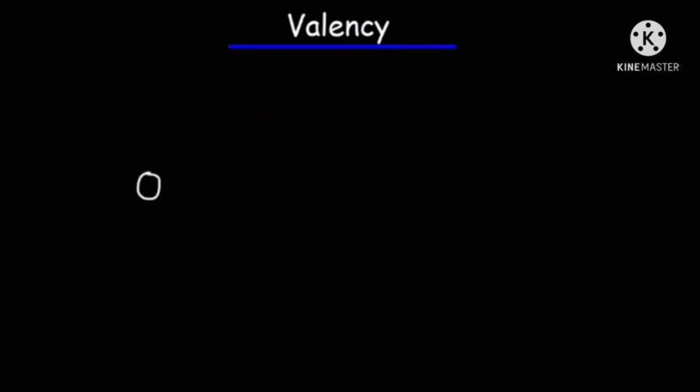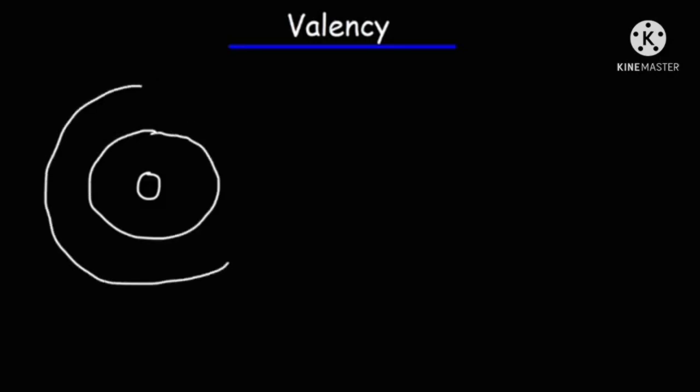Okay now my dear children, now take the example of oxygen. See, what is the atomic number of oxygen? 8. So distribute those 8 electrons in the orbits. First orbit you will have 2 electrons. In the second orbit you will have 6 electrons, so thereby 8 electrons distribution is completed.